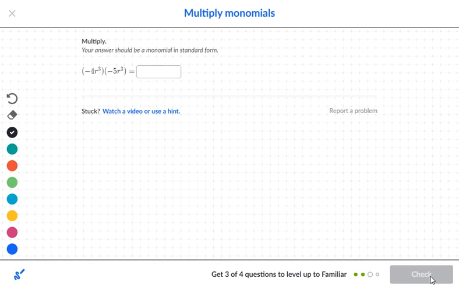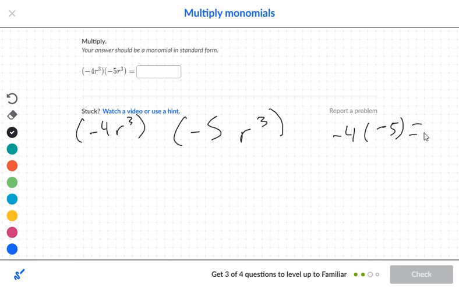Okay, let's go to the next question. We have parentheses, we have a -4 r to the third, and -5 r to the third. What we're going to do is get our numbers out of the way. So we have a -4 times a -5. Well, 4 times 5 is 20. But remember, 2 negatives physically make a plus sign. If you only see one negative sign, it's going to be negative. But here you have 2 negative signs, so you know it's positive.